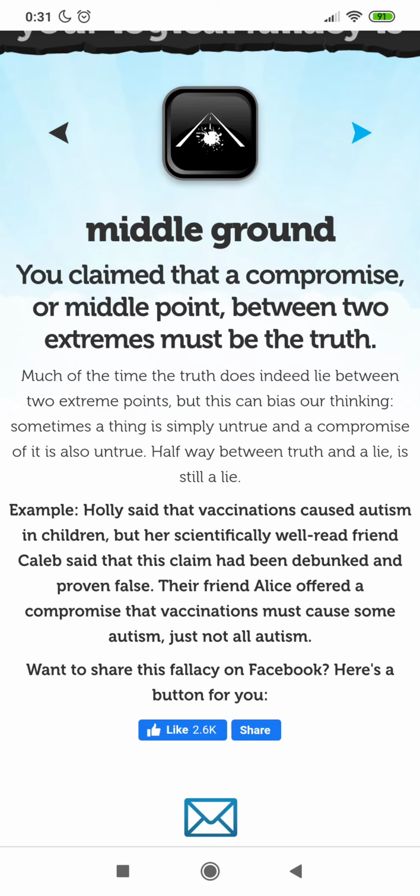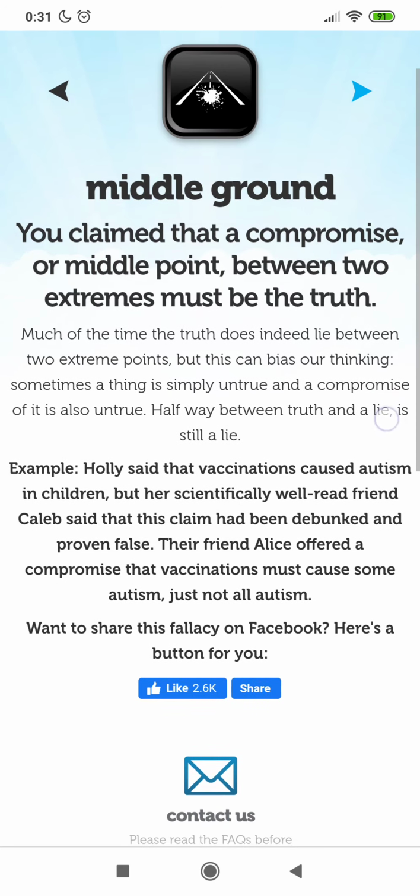Example: Holly said that vaccination caused autism in children, but her scientifically well-read friend Caleb said that this claim had been debunked and proven false. Their friend Alice offered a compromise: that vaccinations must cause some autism, but not all autism.